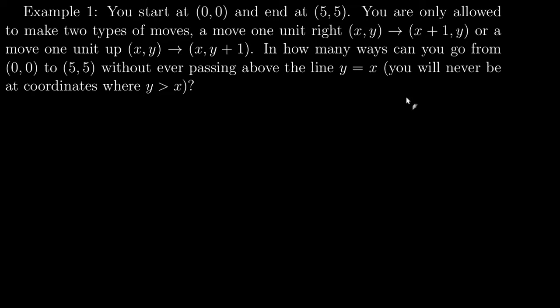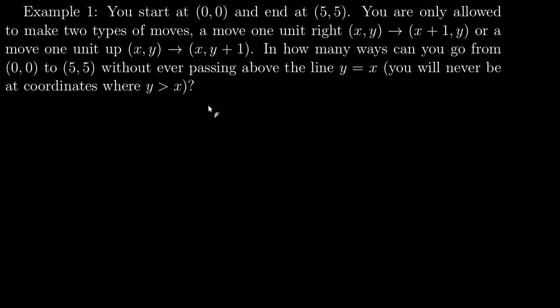I'm only allowed to make two types of move, either one move right or one move up. I want to know in how many ways I can go from 0, 0 to 5, 5 without passing above y equals x. I can land on y equals x, actually start on y equals x and end on y equals x. But I never want to have my y value greater than my x value.